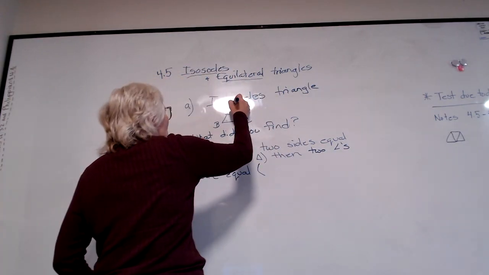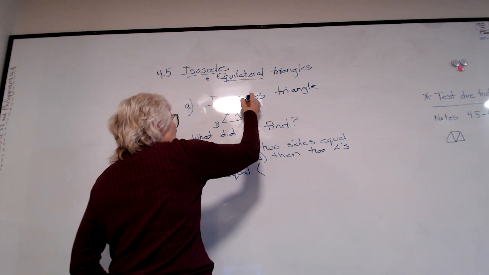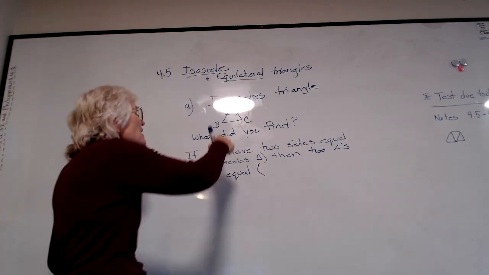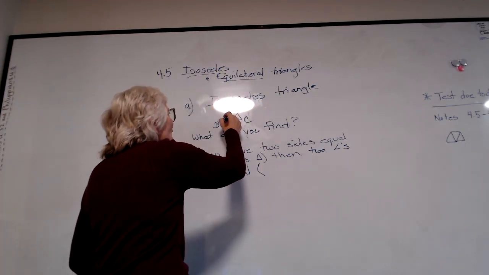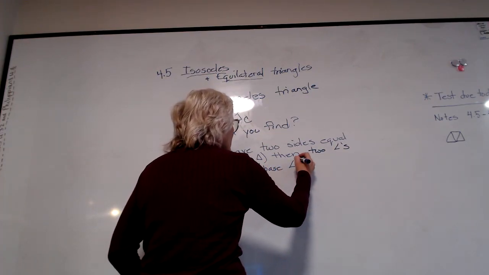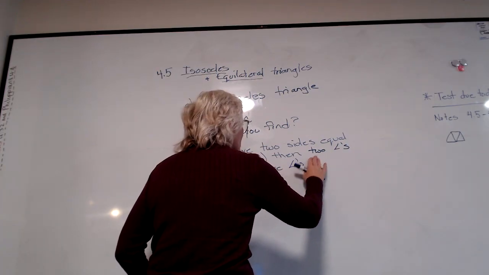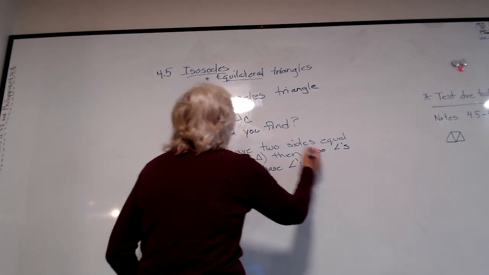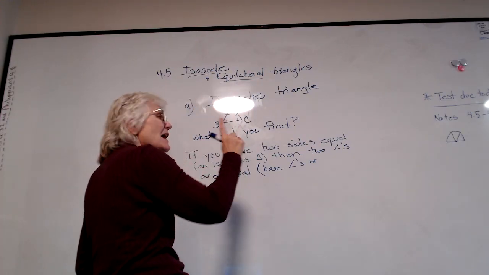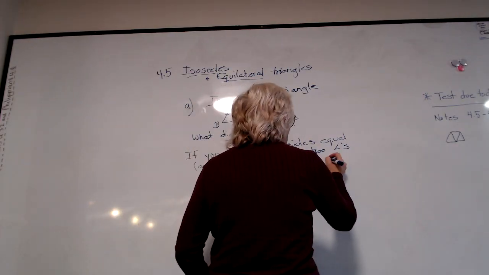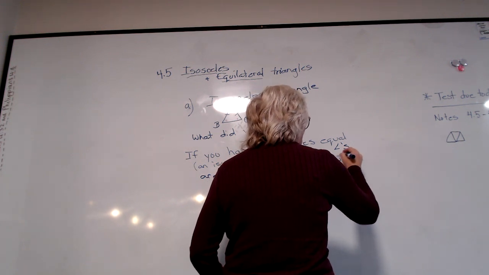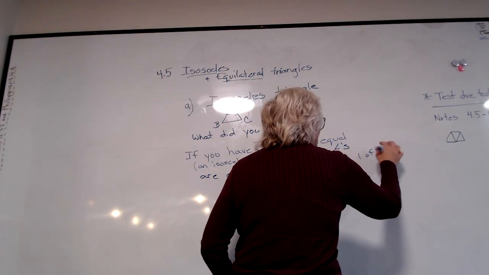This is called the apex angle in a triangle. It's the one up on top. When you're drawing an isosceles triangle, usually you put the apex up on top, and these two are called the base angles. Or we could say it's the angle made with one side, one of the equal angles.